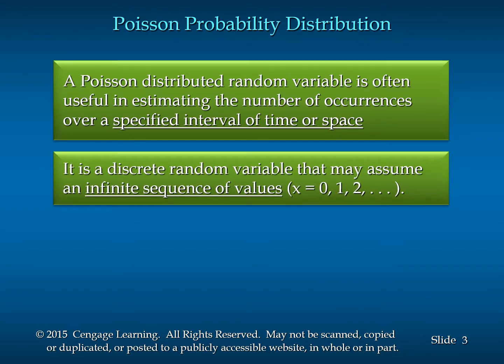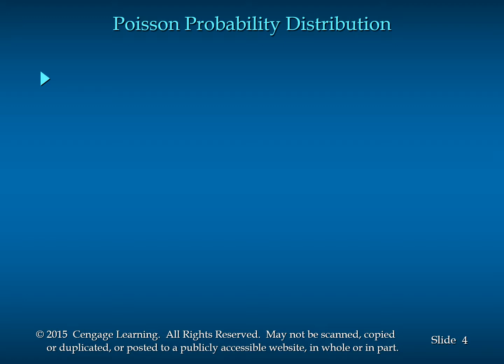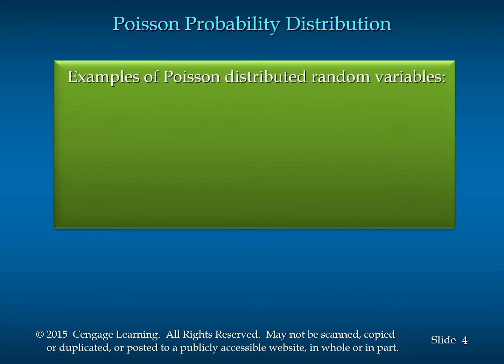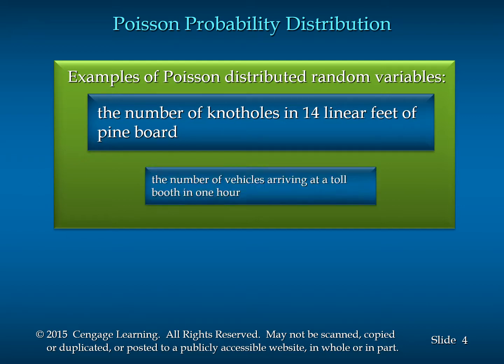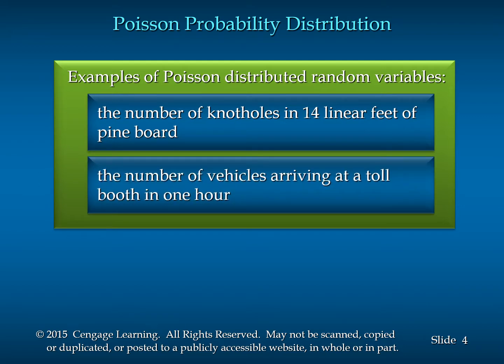The random variables are discrete whole numbers. Again, think of counting things. But with only two possible outcomes, the Poisson variable may assume an infinite sequence of values. The most familiar examples would involve time. For example, the number of cars arriving at a toll booth in an hour, or the number of calls to a call center in 10 minutes.